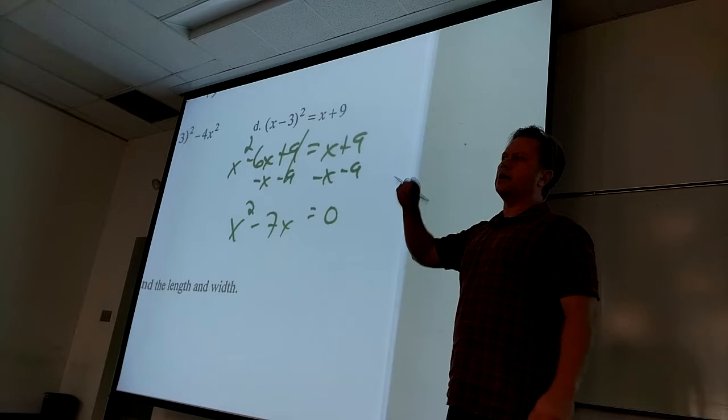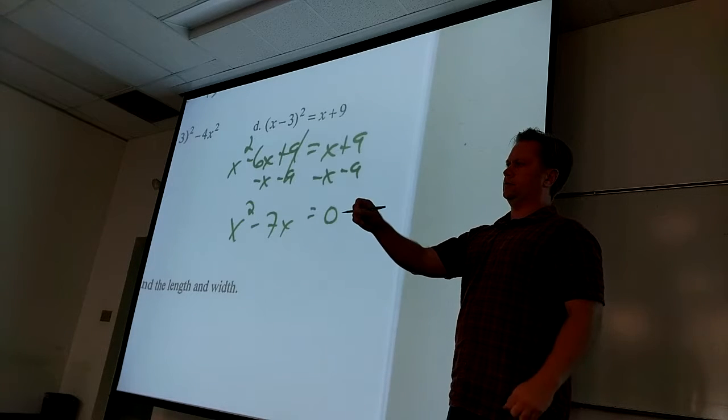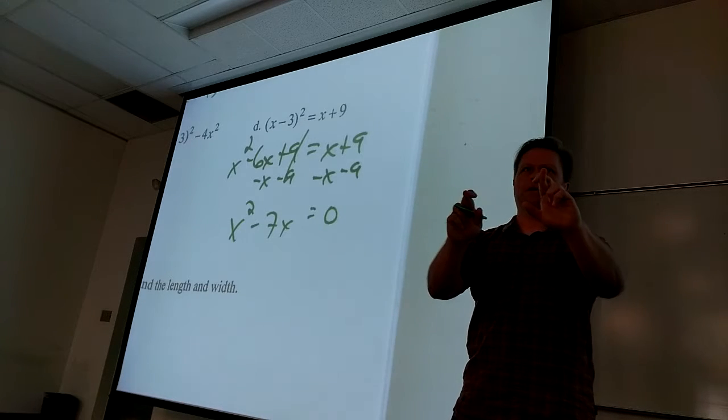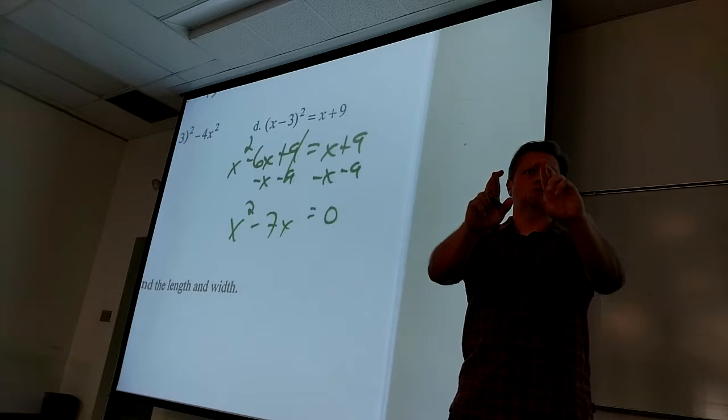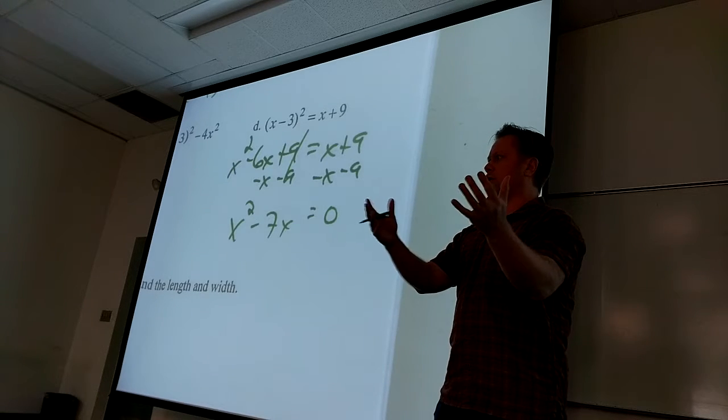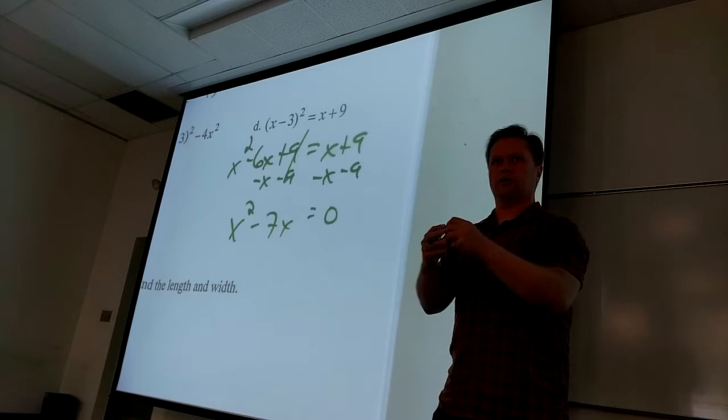There has to be a higher power on my x, higher than 1. So if I had an x cubed running around in an equation, I'm pretty much going to have to get it equal to 0 unless that sucker cancels somewhere.